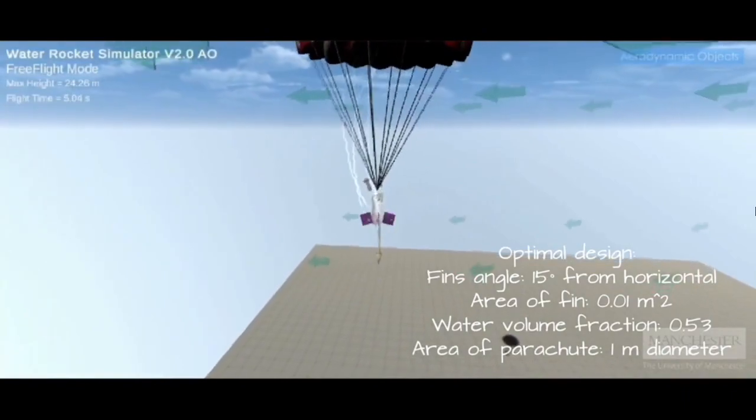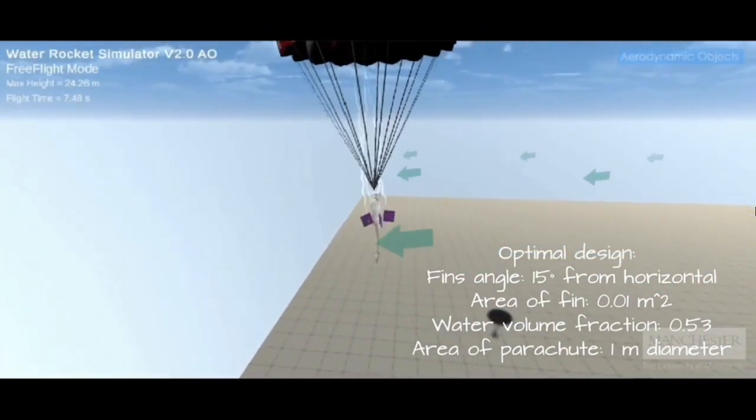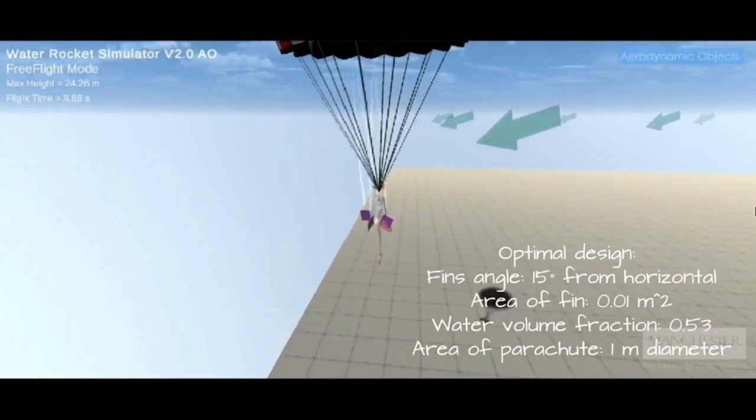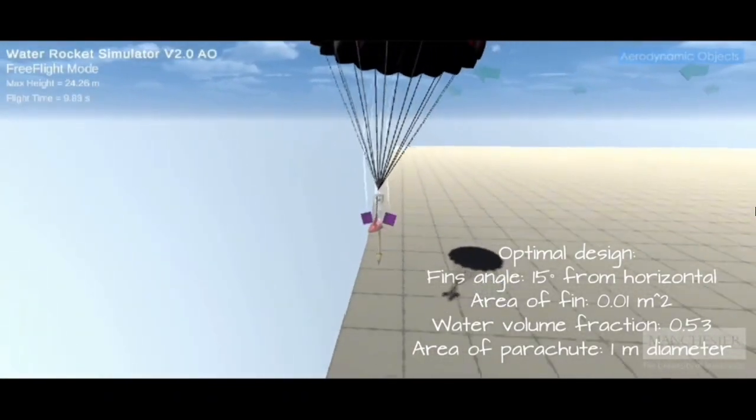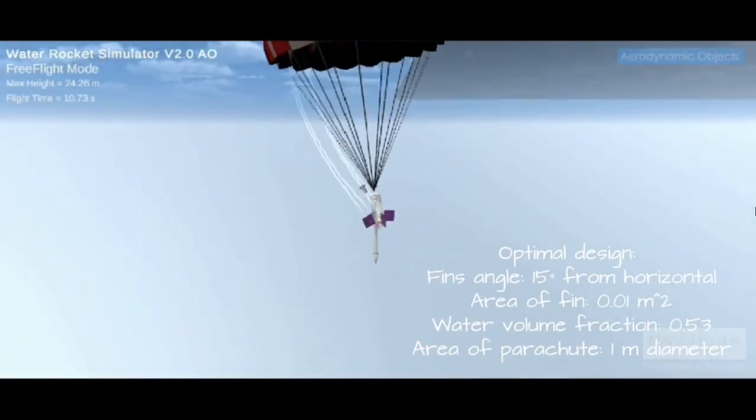We were careful to not have the water volume fraction too large so that the increased mass of water would outweigh the positive of the greater impulse. The area of the parachute was found to be optimal at 1 meter diameter. This was because the larger the area means a larger drag and a lower terminal velocity.